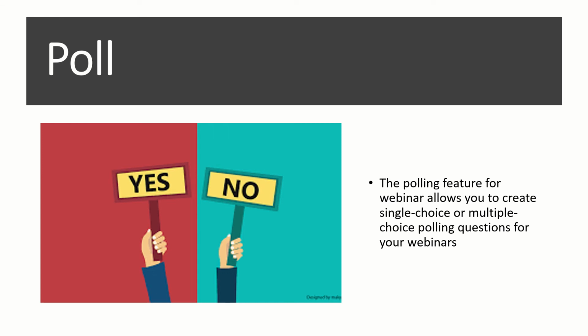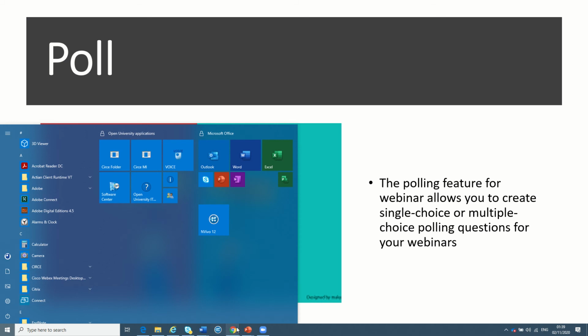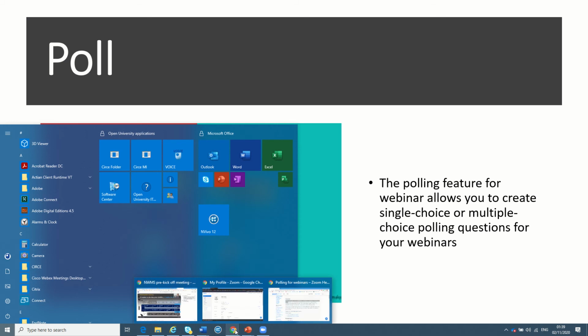You also have the ability to download the report of polling after the webinar. Polls can also be made anonymous if you do not wish to collect attendee information with the poll results. But we need to prepare for this in two steps.